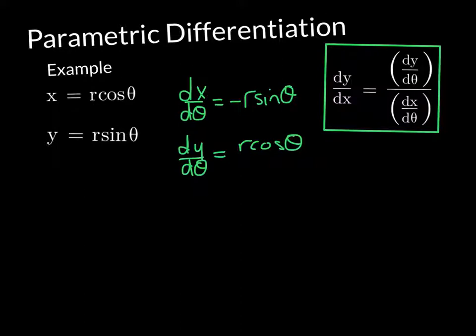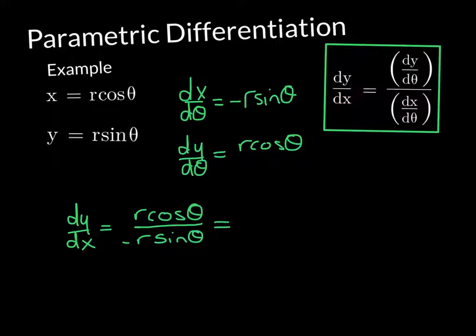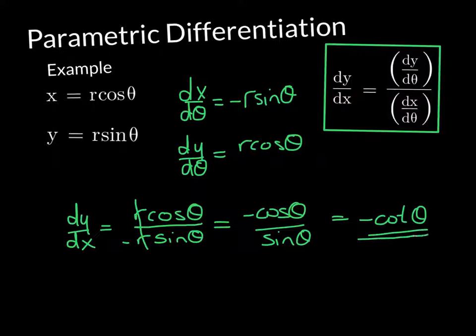Okay, so now to find dy by dx, we do the differential of y with respect to theta, which is r cos theta, all divided by the differential of x with respect to theta, which is minus r sine theta. So then these r's cancel off and you're left with minus cos theta over sine theta. We can also say that that is equal to minus cot theta, the cotangent of theta. Okay, so that is our differential of y with respect to x for that problem.